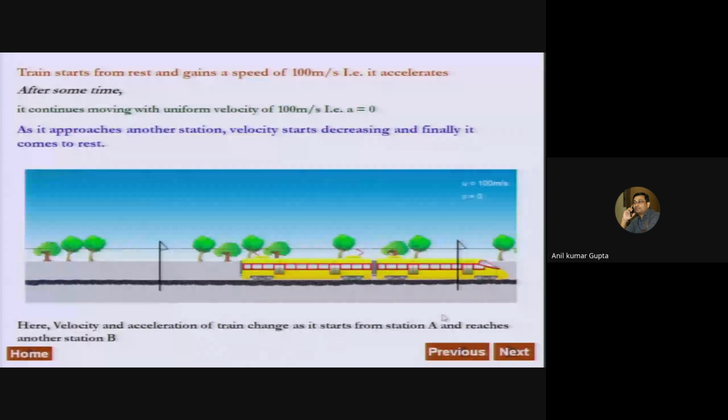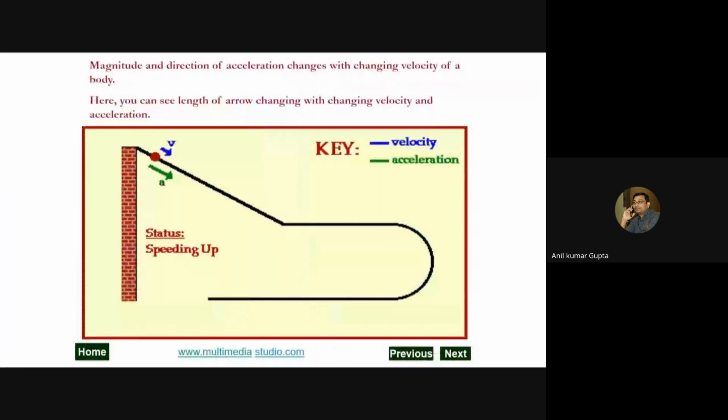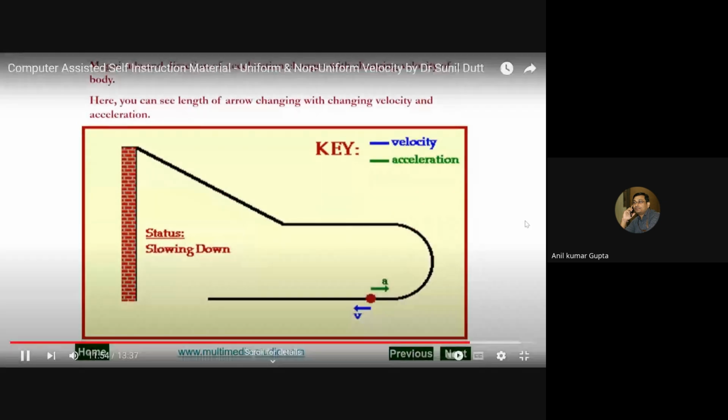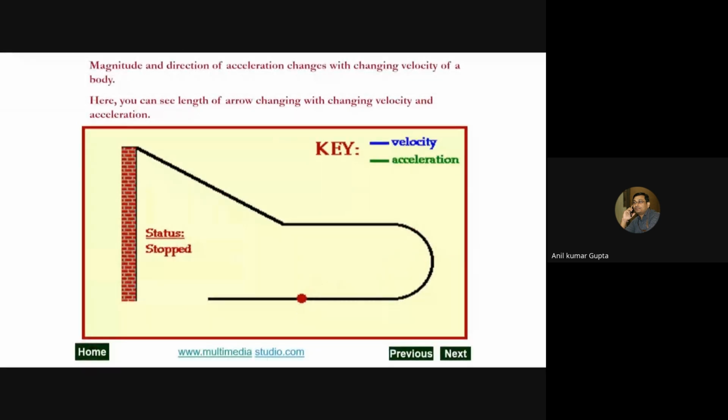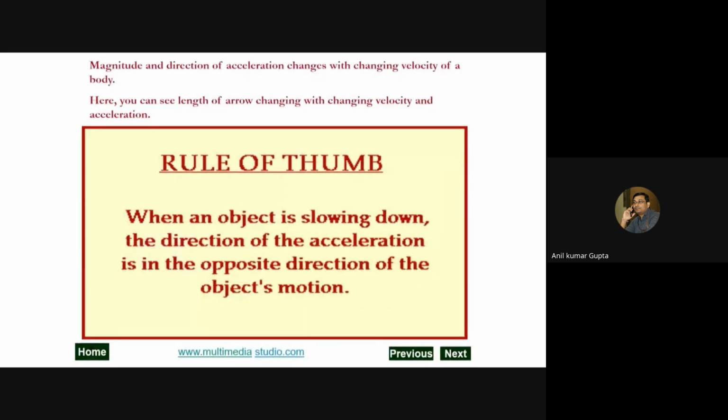Now, this illustration is given here and the relevant content is also given. Now, magnitude and direction of acceleration changes with changing velocity of a body. So here again an illustration is given and you can take some of the illustrations from the website.